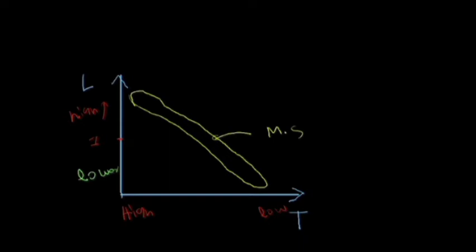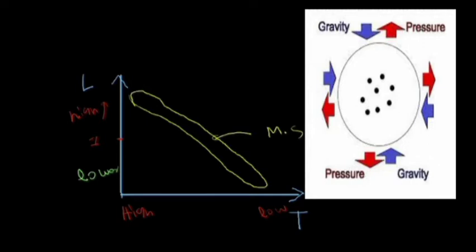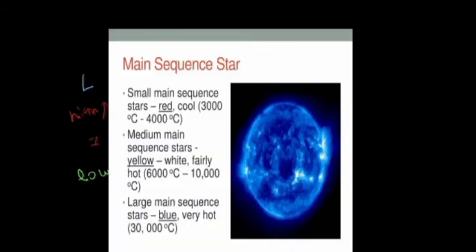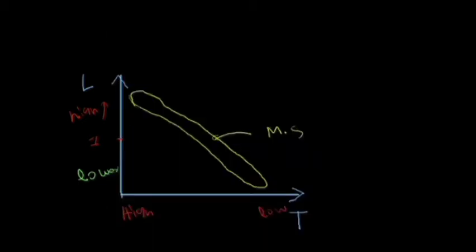The main sequence, MS, is the active phase of the life cycle of a star. That means the outward pressure and the gravitational pull are in equilibrium. Like our Sun, it is in the living phase, the main sequence. It's a main sequence star.